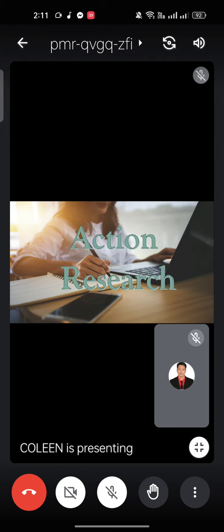Just to tell the difference between a detailed research paper and an action research: in a detailed research paper, there are 5 parts. Chapter 1, the problem and its background. Chapter 2, review of related literature and studies. Chapter 3, method of research. Chapter 4, presentation, analysis, and interpretation of findings. Chapter 5, summary of findings, conclusions, and recommendations. So there are 5 parts. In an action research, only 4 parts.